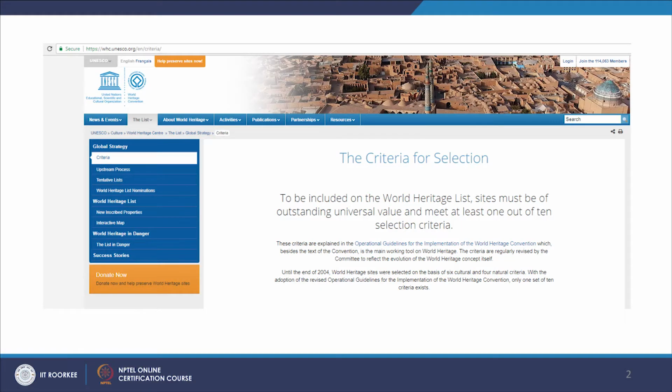From the continuation of the previous lecture on conservation issues and challenges, we briefly introduced the criteria for selection of the World Heritage List and how sites have to meet the requirements of outstanding universal value. There is a list of 10 criteria, and a site has to meet at least 1 out of 10. Some of these we have already discussed in our previous class.